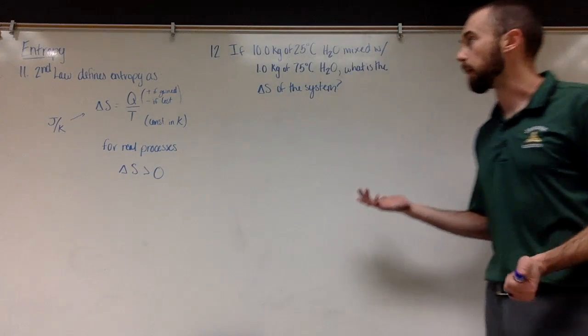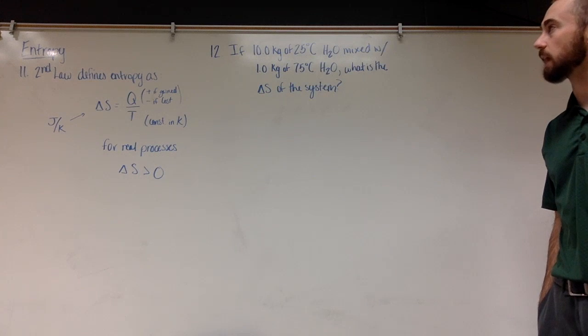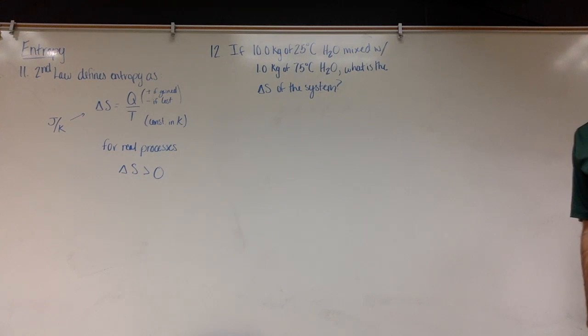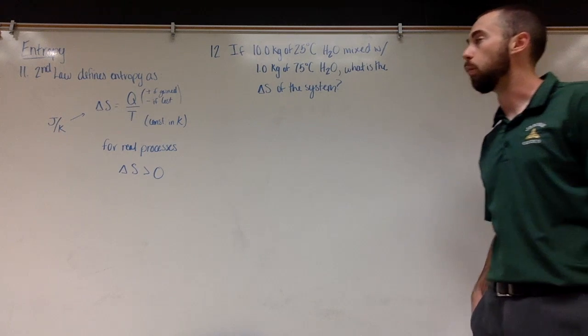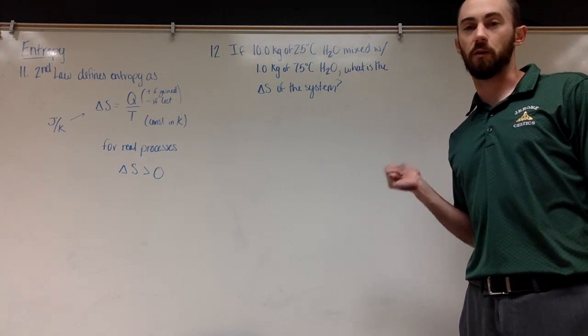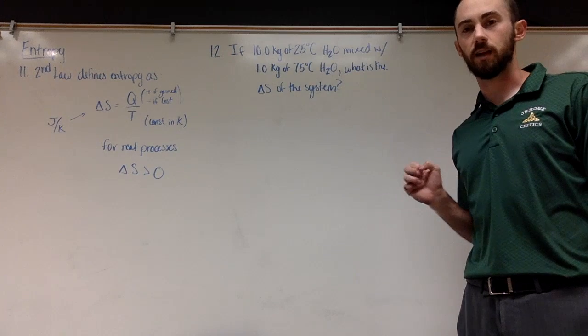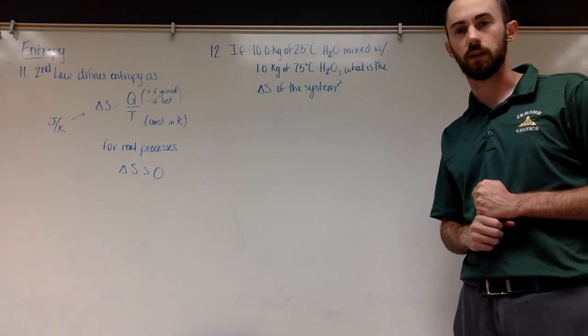So let's do an example problem with it. Let's say we have 10 kilograms of water at 25 degrees Celsius, and we're going to mix it with 1 kilogram of water at 75 degrees Celsius. I want to know what is the change in entropy of the system. I want you guys to attempt it. I'll give you a hint. You're going to need to use MCΔT on this one. Go ahead and attempt it, and when we come back, we'll go over the answers together.